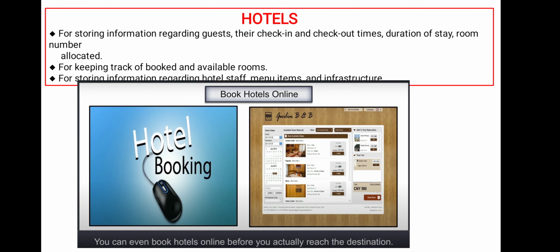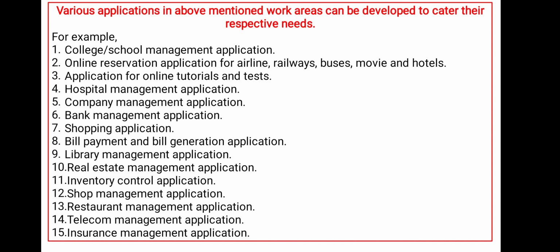Hotels. For storing information regarding guests, their check-in, check-out times, duration of stay, room number allotted, for keeping track of booked and available rooms, for storing information regarding hotel staff, menu items and infrastructure, all those things are used in hotel booking. You can even book hotels online before you actually reach the destination. This can happen in a few minutes with the help of your phone or a laptop with internet connection. And finally, various applications in the above mentioned work areas can be developed to cater to their respective needs.